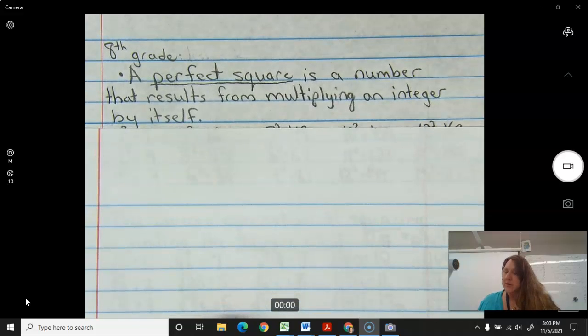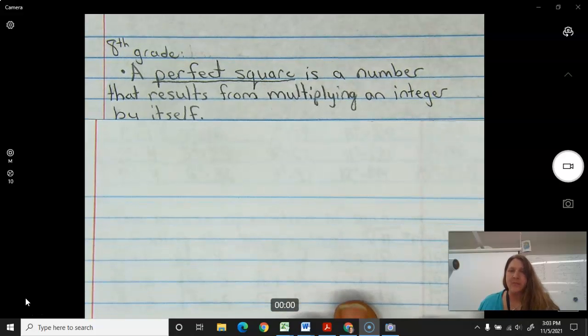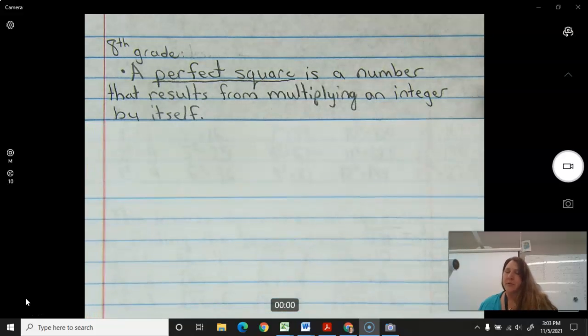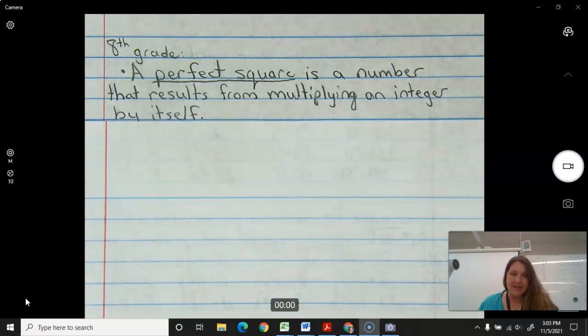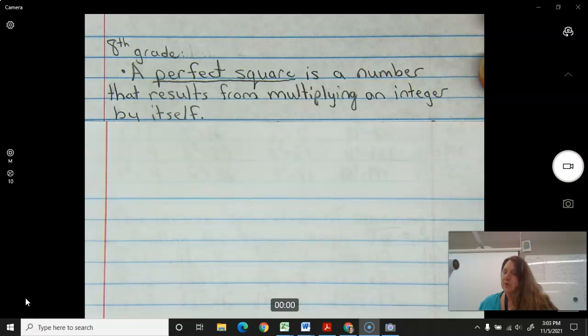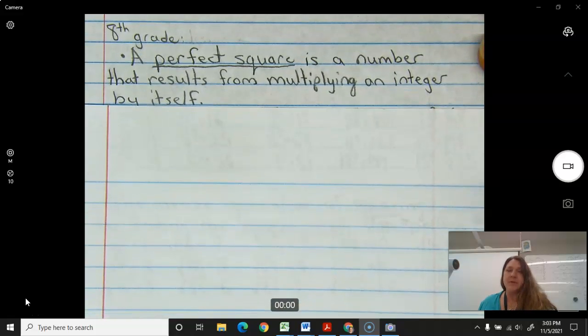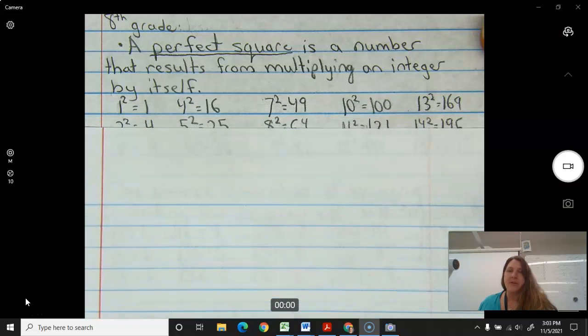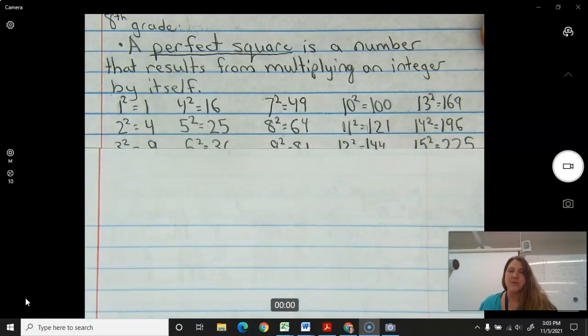So a square root originates from a perfect square. A perfect square is a number that results from multiplying an integer by itself. A good example of perfect squares are going to be these numbers here.